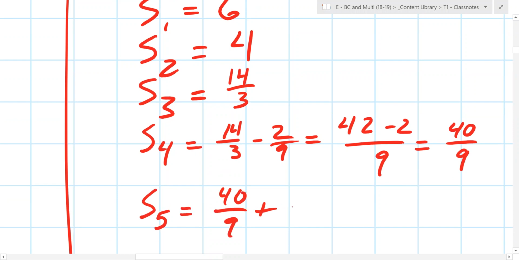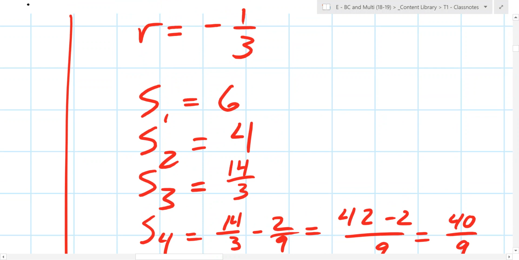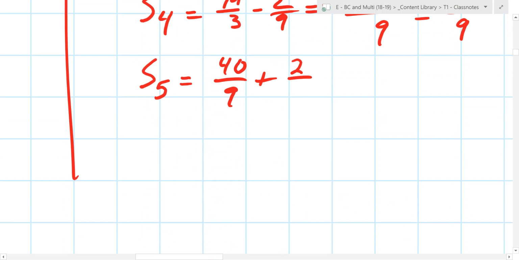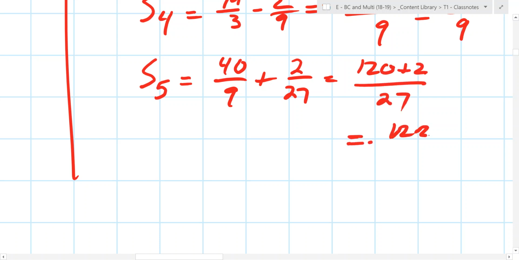And we're adding something this time, right? What are we adding? 2/27. So what is that going to be? Oh, it's multiplied by 3. So what do you get? 120 plus 2/27. So what do you get? 122 over... And it's freaking out on me. So that's okay. I'll just do this really big. 122/27.